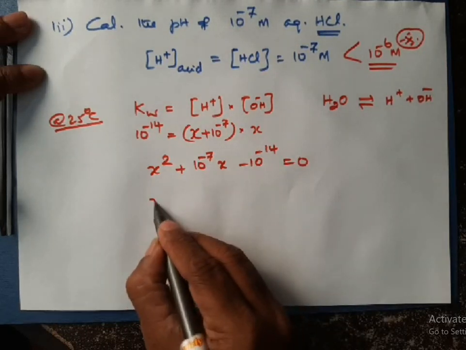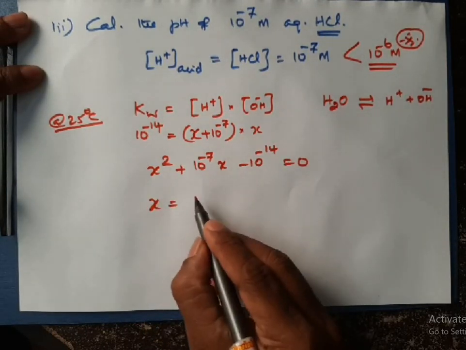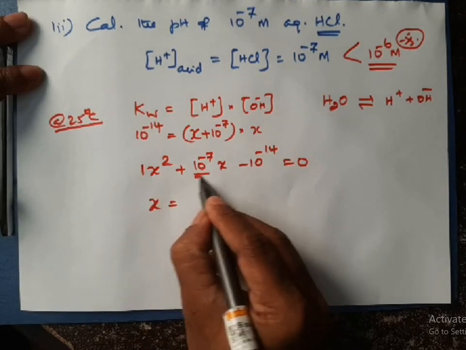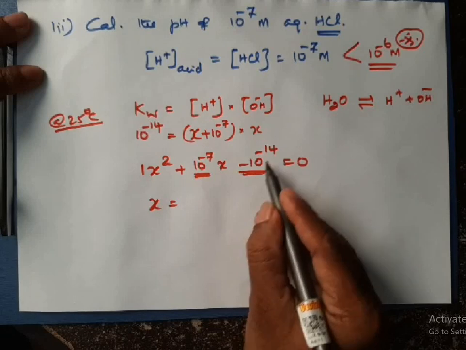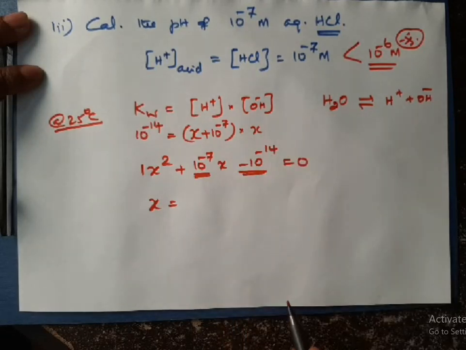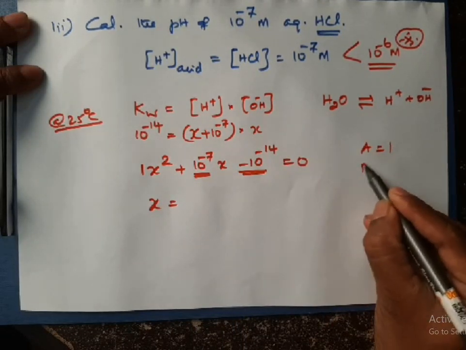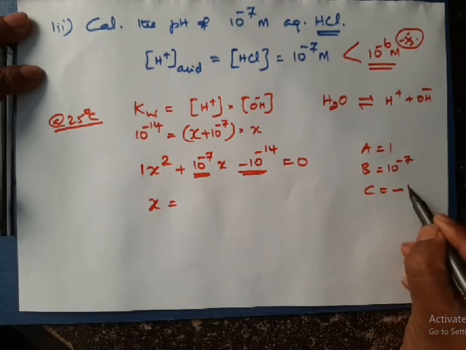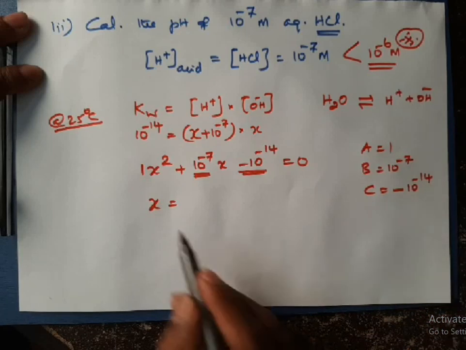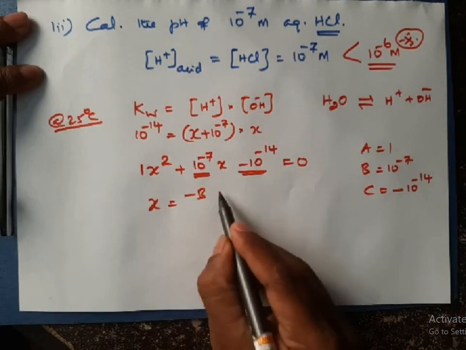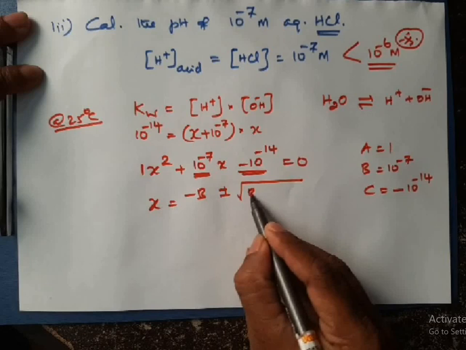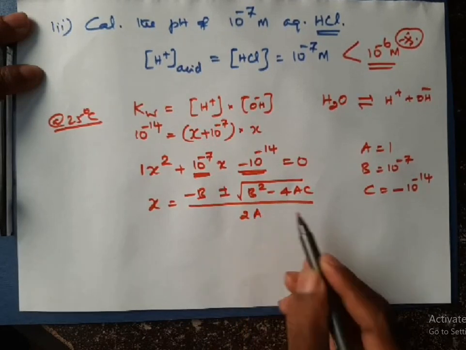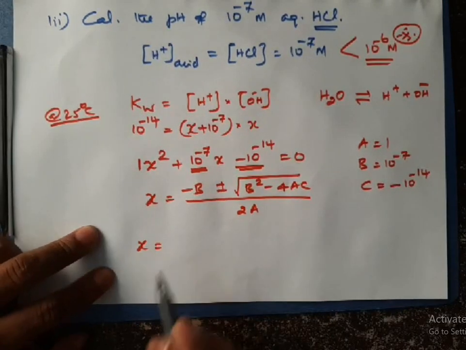You know very well, X is equal to, here the value of A is 1, B value is 10 power minus 7, and C value is minus 10 power minus 14. And you know the formula, x is equal to minus B plus or minus square root of B square minus 4AC over 2A. I'll use this formula and calculate the value of x.